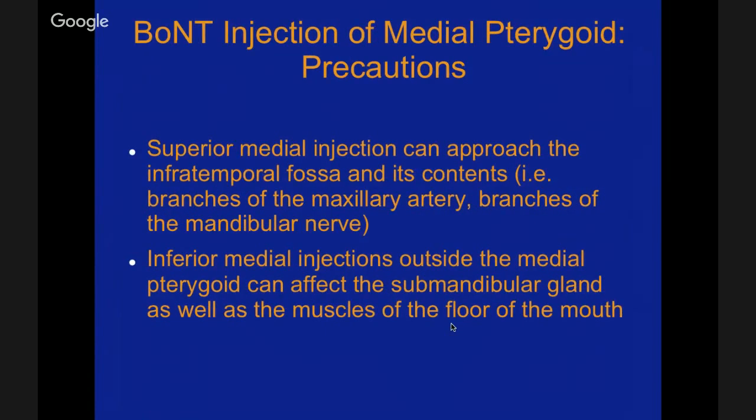So with the medial pterygoid, some precautions with the Botox injections. Superior medial injections can approach the infratemporal fossa and its contents, so you can inject the maxillary artery or mandibular nerve. And then inferior medial injections outside the medial pterygoid can affect the submandibular gland as well as the muscles of the floor of the mouth.